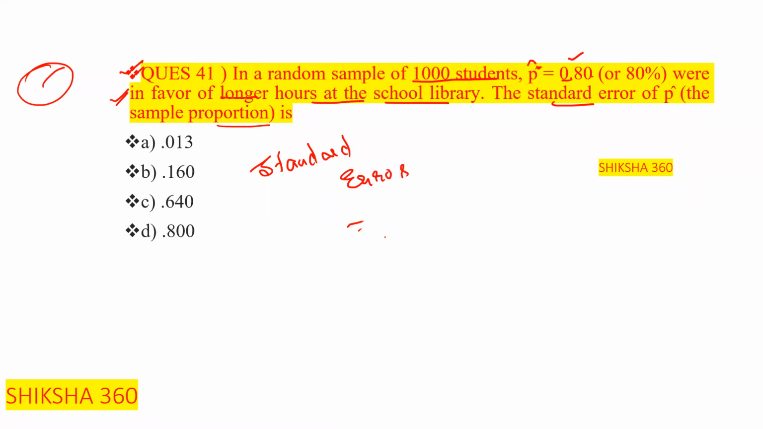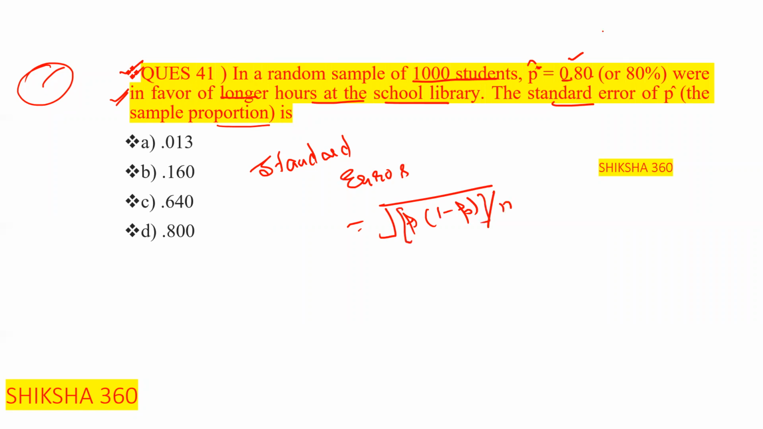Standard error is equal to the square root of P into 1 minus P, divided by N. In that way we are able to get the answer.